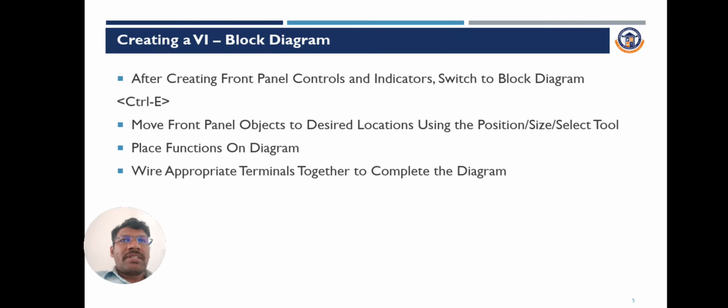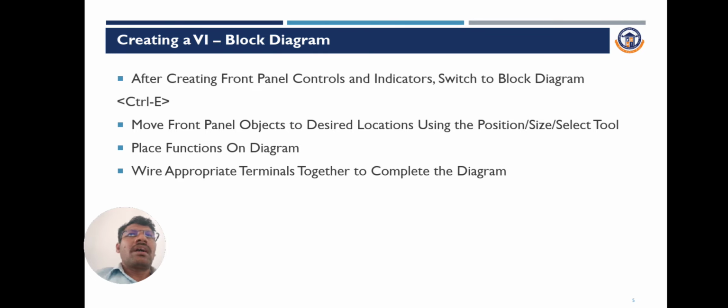Placing functions on the diagram and connecting the wires is another important step in creating a VI. In order to access the room temperature, we need to place the proper blocks, inputs, the Boolean functions and the output blocks.